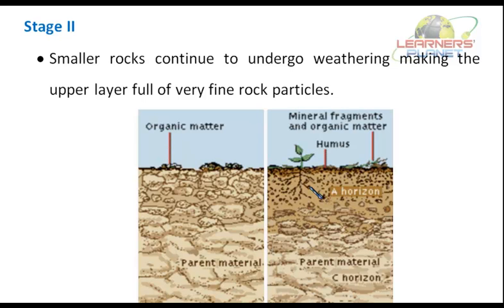So remember, students, that bacteria and other microorganisms like earthworms break down plant or animal remains to form humus on this upper layer. And this makes the soil very fertile, rich in organic material and in several minerals which are vital to plant growth. So this is stage 2.